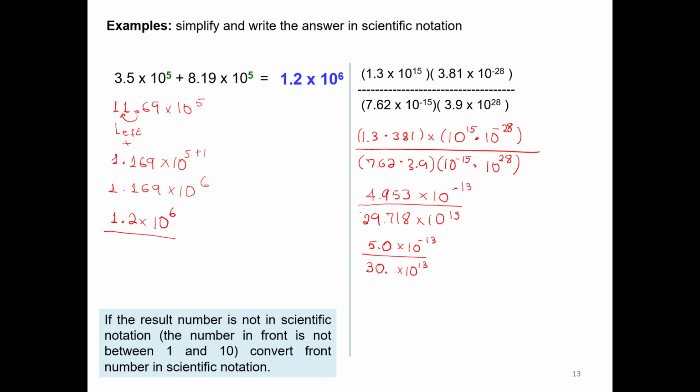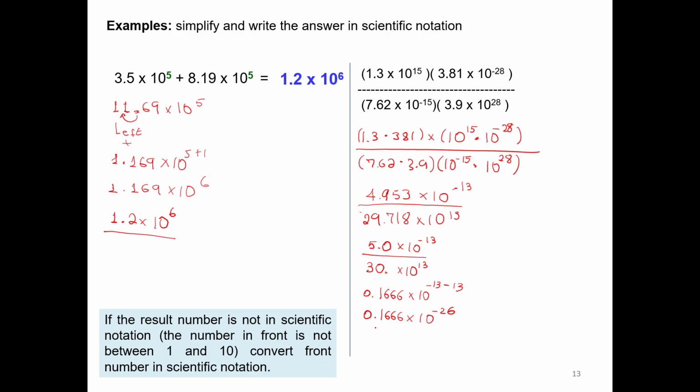5 divided by 30 equals 0.16. And it's this exponent minus this one, then it will be 0.16 × 10 to the power minus 26. Now we need to write this number in scientific notation, and we had 0.16.